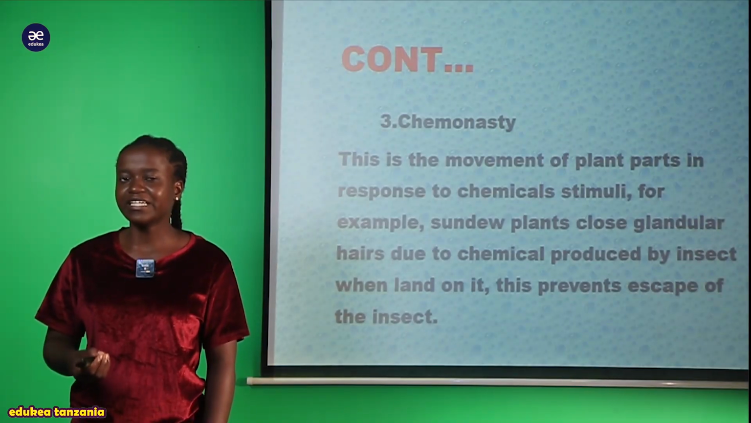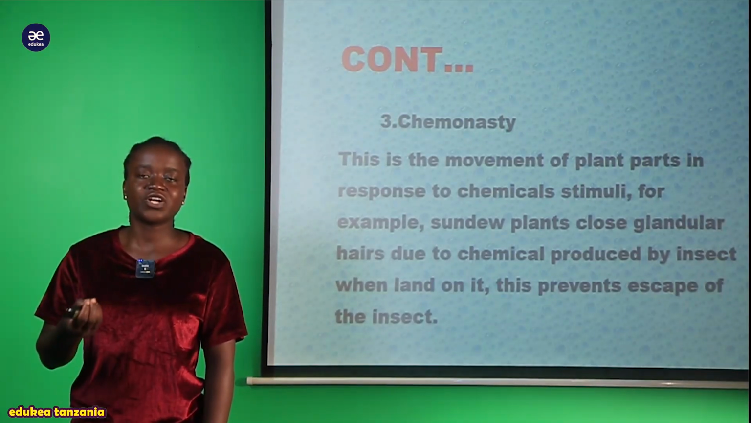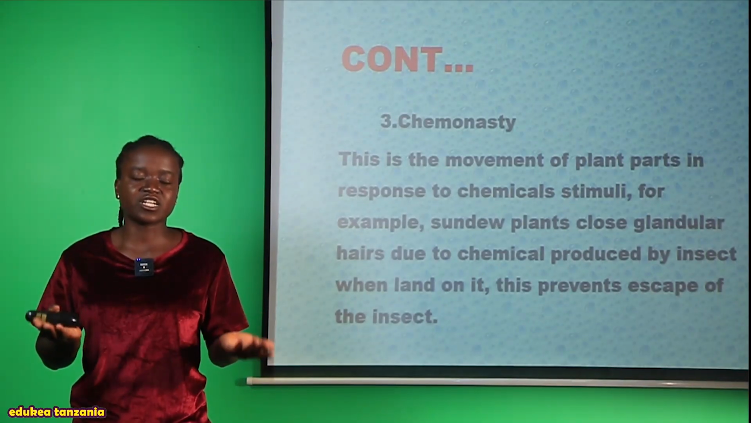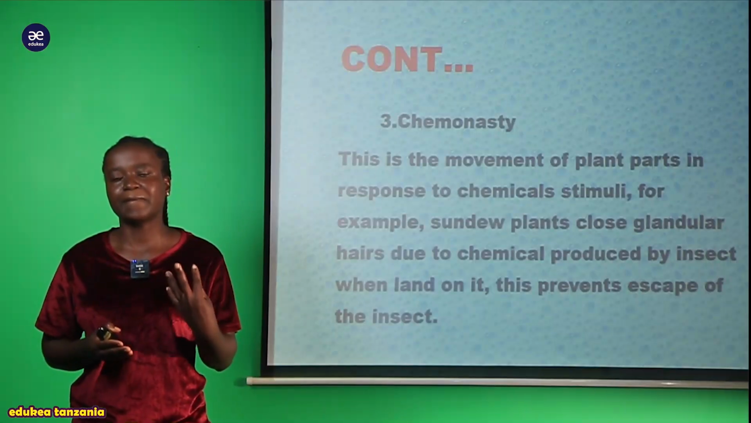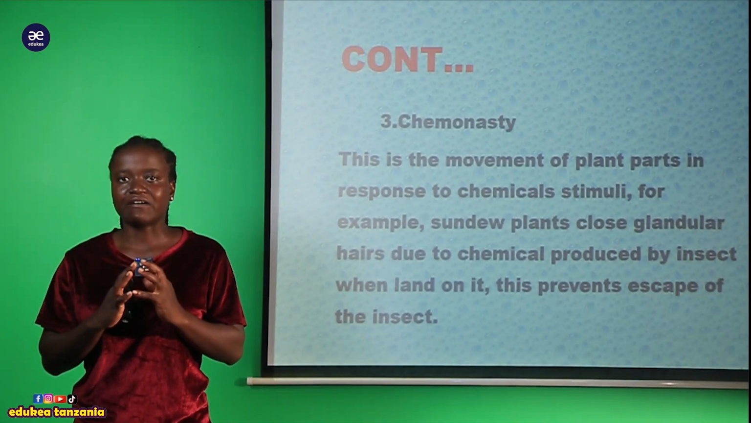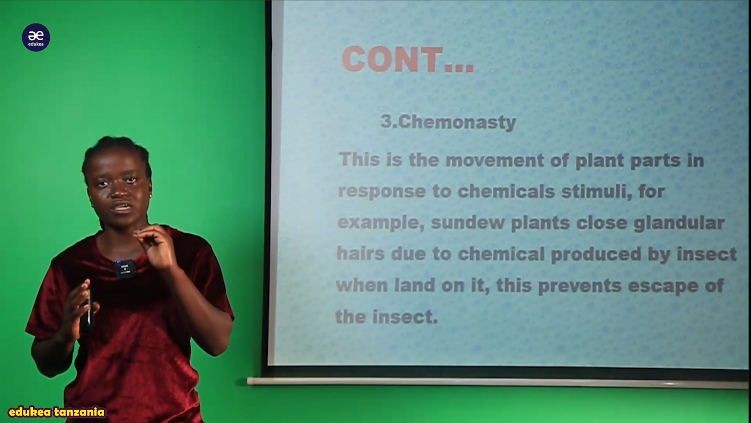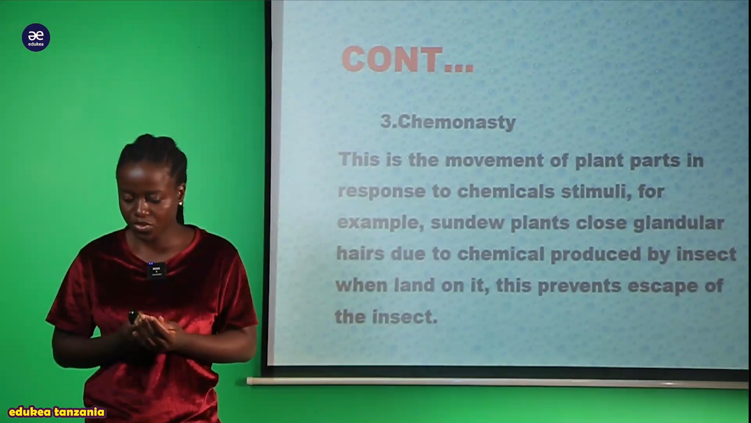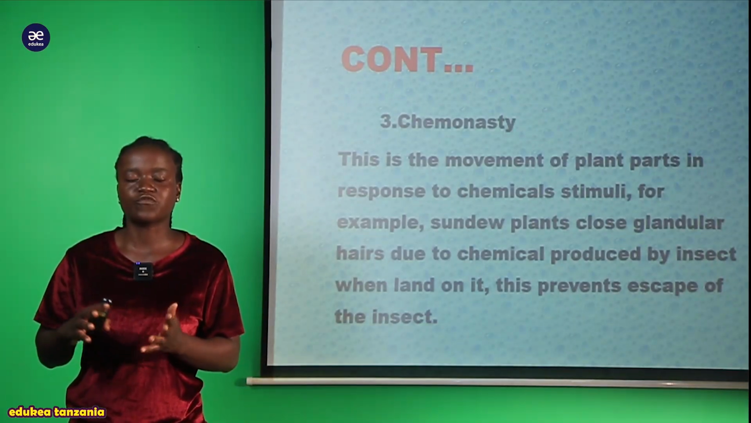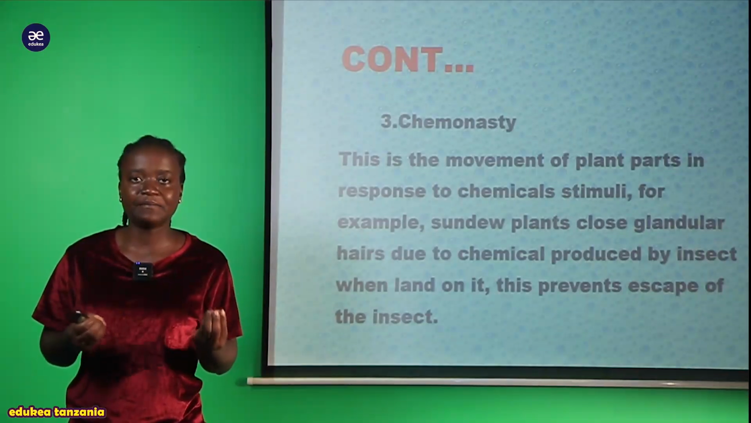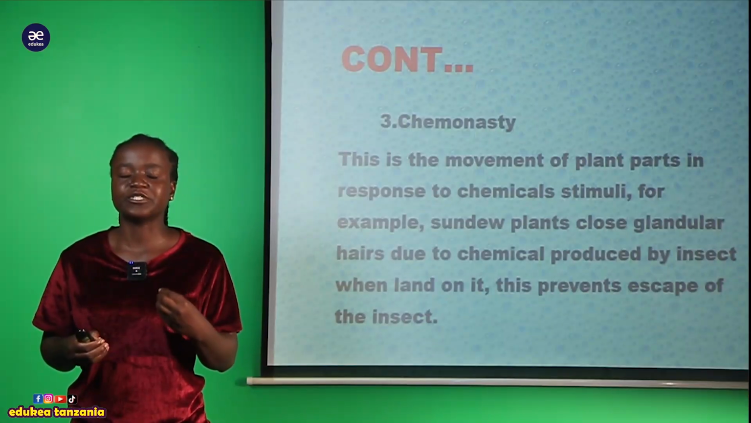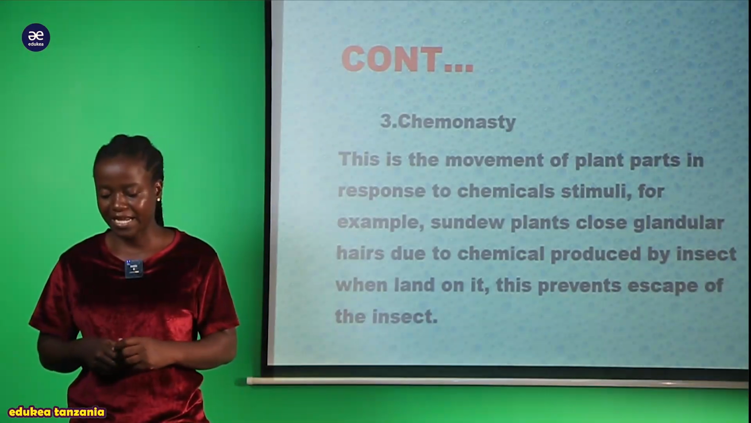The insect is responsible for producing the chemicals, and the sundew plant is very sensitive to the chemical provided by the insect. The response of the sundew plant is to close its flower so as to kill those insects. That is how the plant protects itself from harmful insects, so that they cannot cause damage within the flower or within the plant in general.